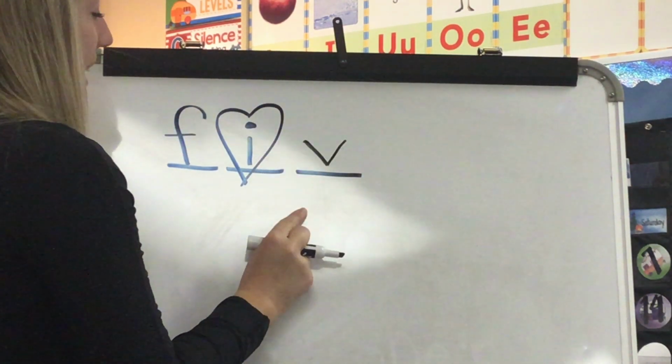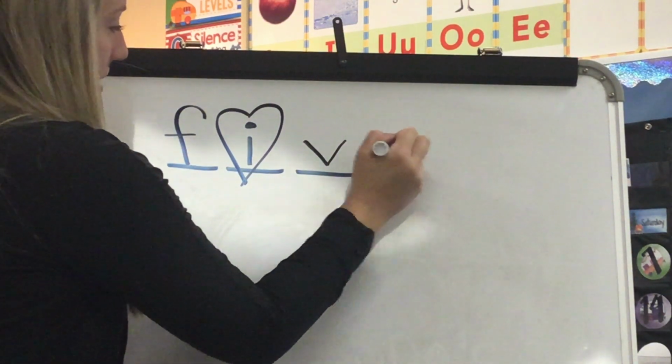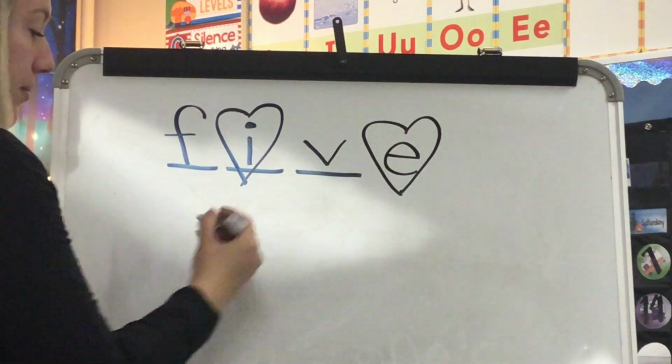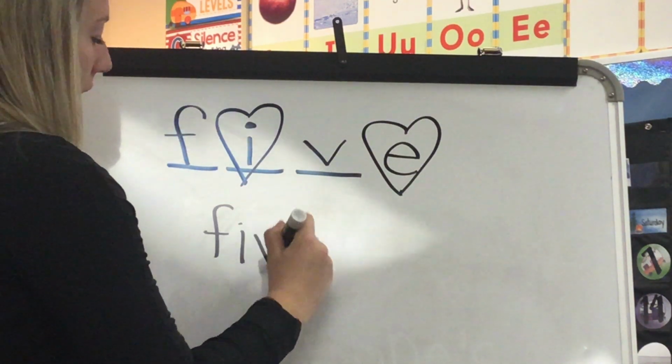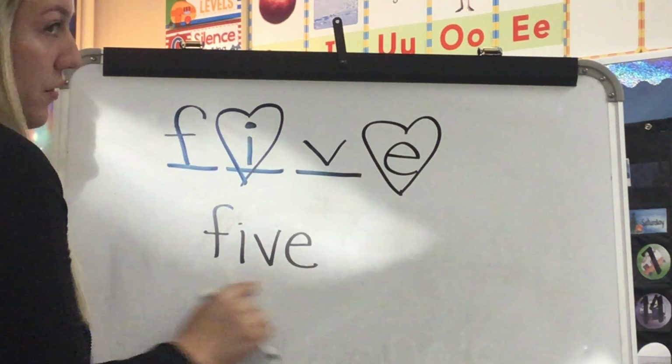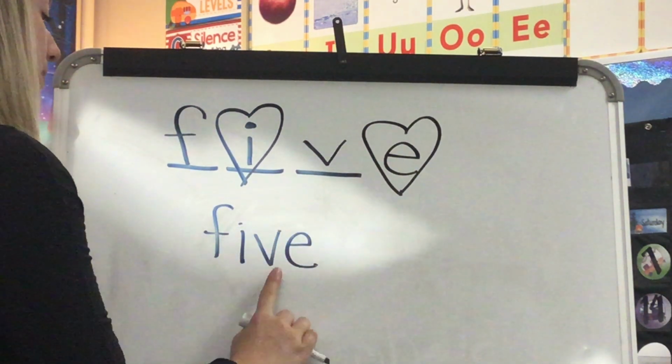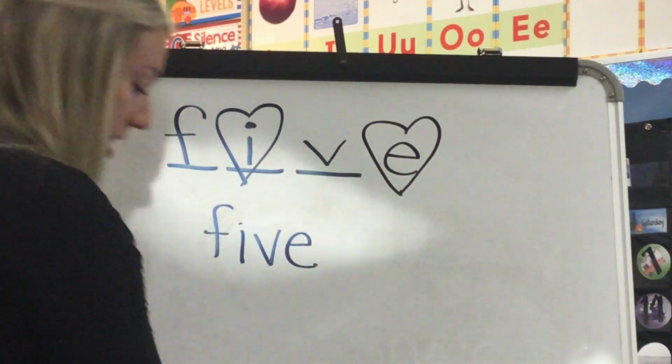At the end of five, we also have a silent E. That's another tricky part of five we have to know by heart. This word is five. What word? Five. Spell five. F-I-V-E. Word? Five. Yes, five.